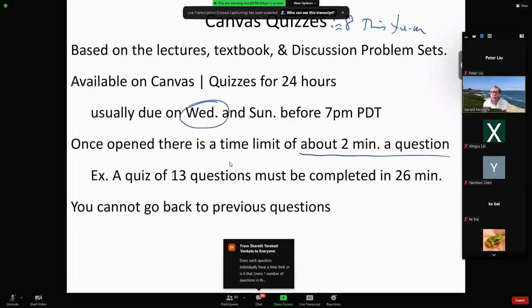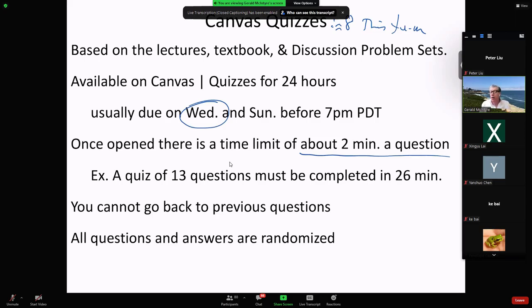Other features of Canvas quizzes: you'll see one question at a time. You'll answer that question, go to the next question, and you will not be able to go back to previous questions. You'll see each one individually. All questions and all answers are randomized. Questions are pulled from a large test bank, so the questions you face on questions 1, 2, and 3 are not necessarily the same as some other students'. The answers are also randomized. The likelihood that any student will have a quiz like any other student is practically zero.